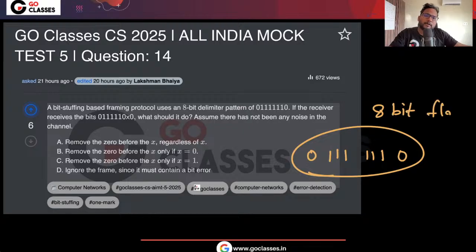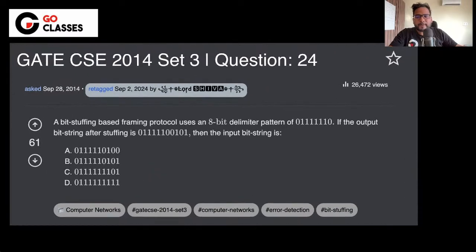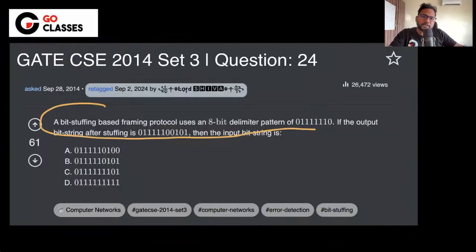8-bit flag. Basically, a similar question was already asked in GATE. If you notice, there was one question in GATE 2014. Let me also put the screenshot of that particular question. Although I have taken this question from some standard university, I have used this particular line, same as GATE 2014. I have copied this line. They have written flag, but instead of writing flag, I have written delimiter, because I just wanted to match this question's language.